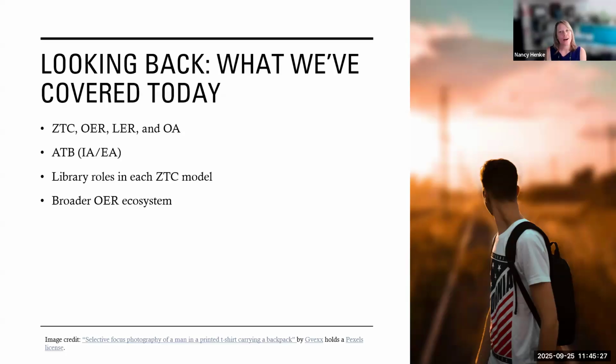And then also automatic textbook billing, the inclusive access, equitable access, which sometimes people in their mind collapse with what we're doing with ZTC, but are not the same. How libraries support each of these roles in the ZTC model, and then also the broader OER ecosystem.